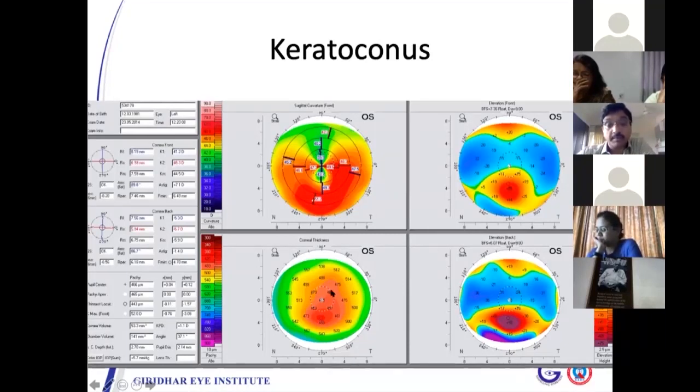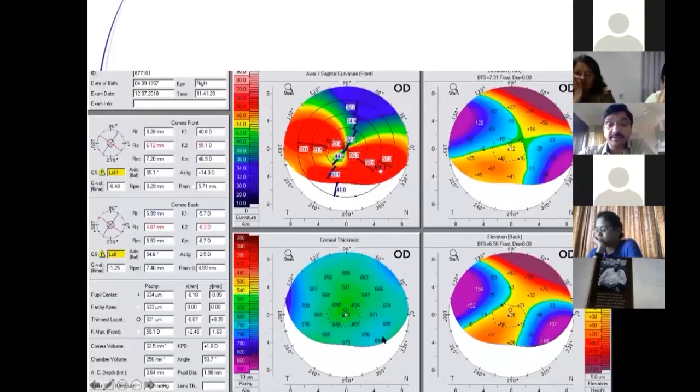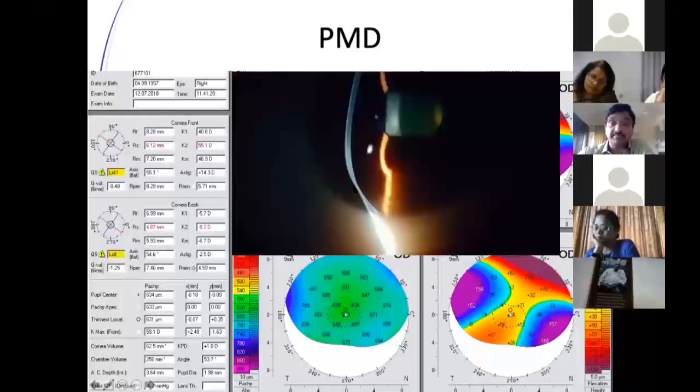If it is PMD, as in this case, you can see that the corneal thickness in the center part is normal. The lower part, the white means it is not imaged, or the machine is not able to capture those. And this is the case, extreme thinning with severe bowing, superiorly.